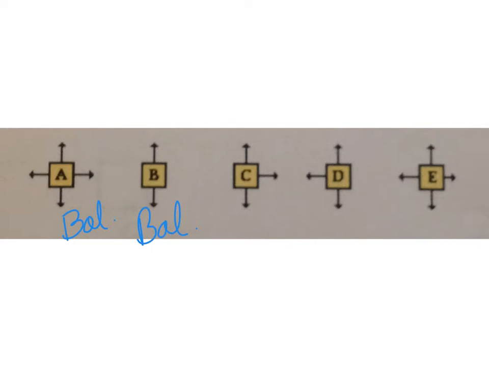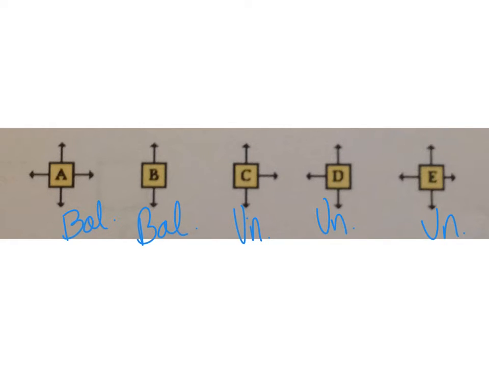For C and D, they both have 3 arrows, so there's one open spot. There's no arrow either going left or right, depending on which diagram you're looking at. So both of these are going to be unbalanced. And then E, that right arrow is shorter than the left arrow, making that unbalanced.